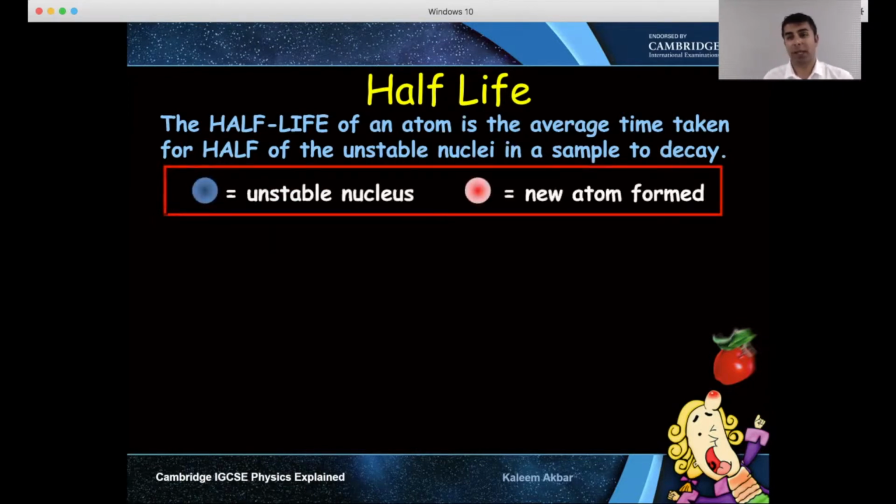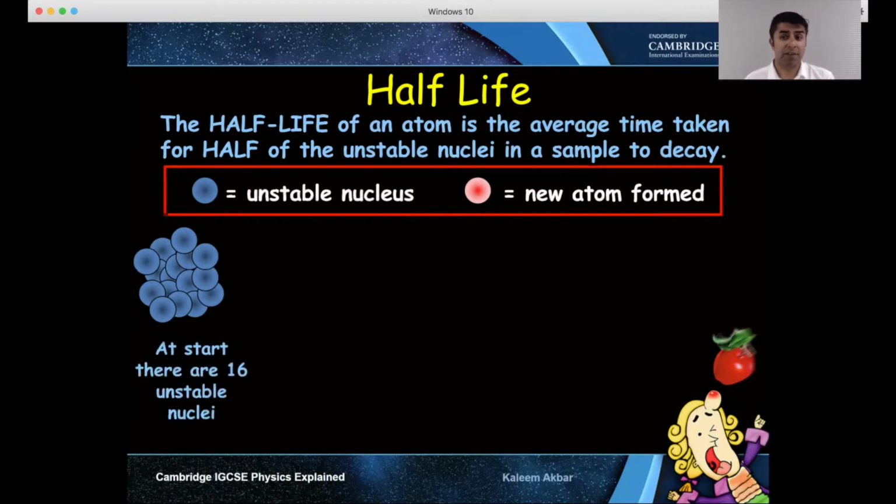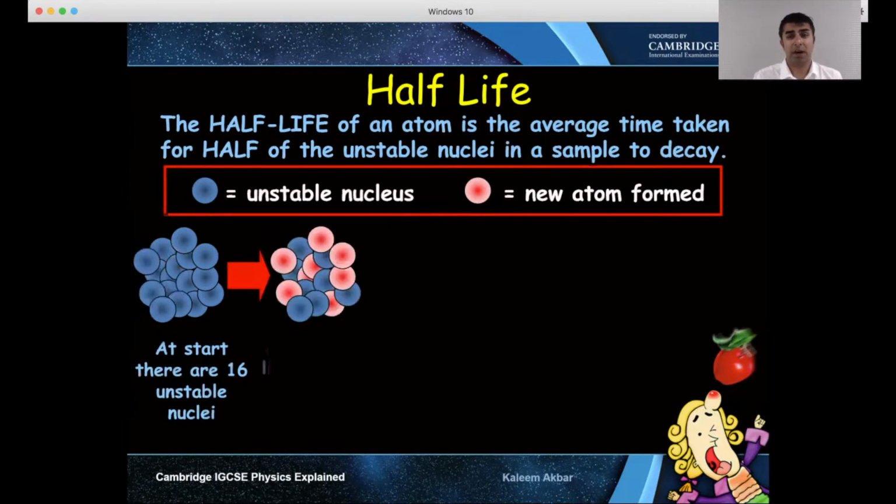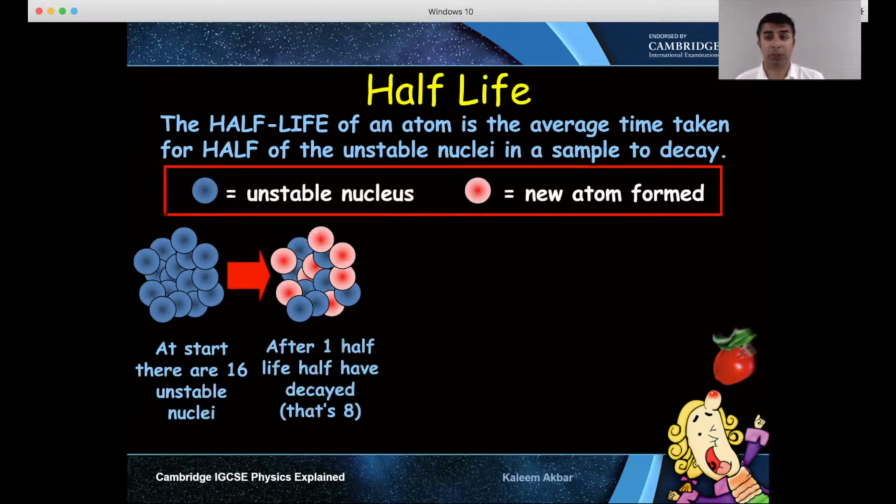Let's take the following example. Let's pretend that we have 16 unstable radioactive nuclei from some element. Now, after one half-life, however long that is, we will be left with 8 unstable nuclei. What happened to the other 8? The other 8 turned into something more stable.